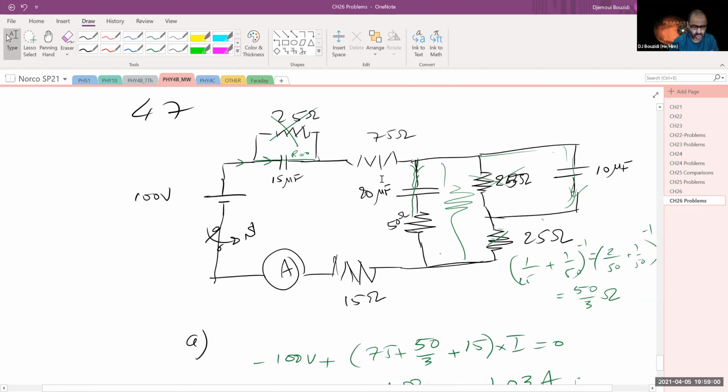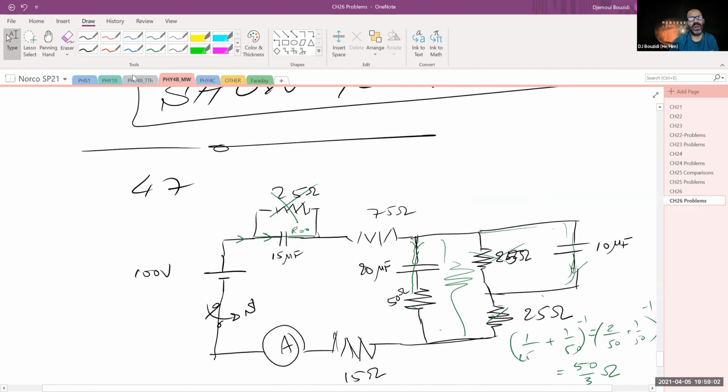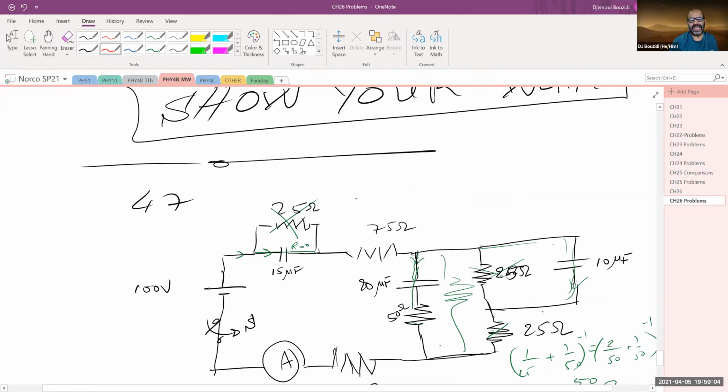Part B, after the S has been closed for a very long time, it's the opposite. This will be open now. The current that comes in here will flow through the 25 ohms and come here. So there will be no current that is going to go through this capacitor. This will be open also. So there is no current that is going to go through this section at all. So the 50 ohms will be out of commission. So this is not going to be in. And now this also is going to be open. So no current is going to go through this way at all.